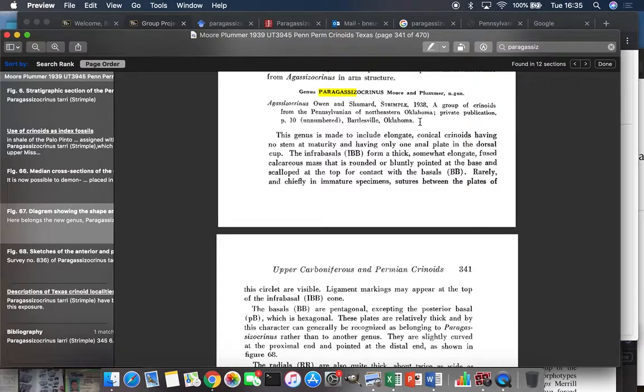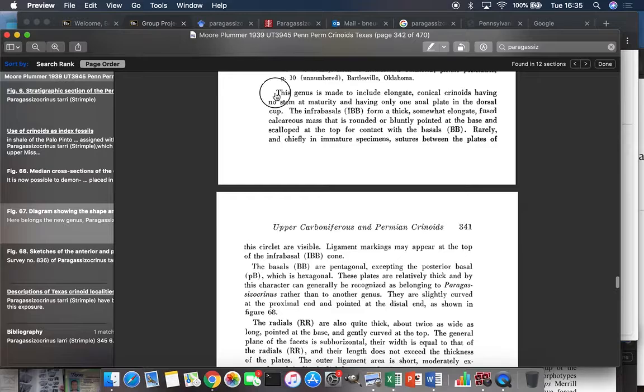Most fossils are going to be found by more than one person in more than one place. And so somebody may have found this thing but thought it was something else or thought it belonged to a different group. And until Moore and Plummer came along and sorted this out, we thought this was an Agaseocrinus instead of a Paragaseocrinus. So there we go. We've arrived at the future. Paragaseocrinus, this is the current name.